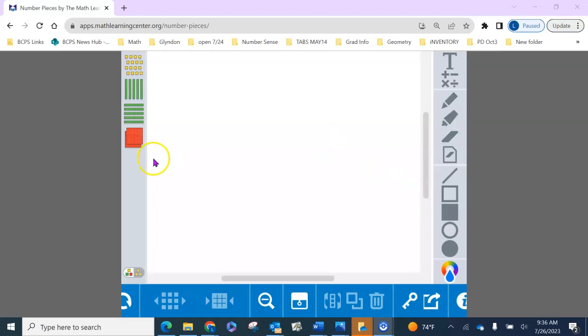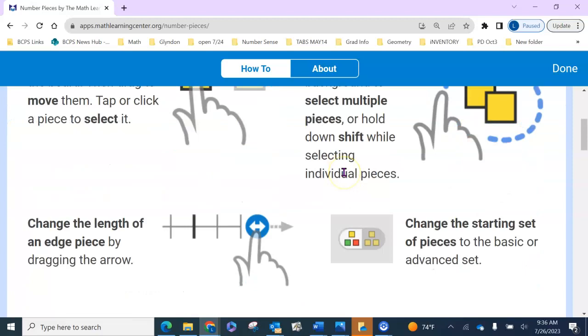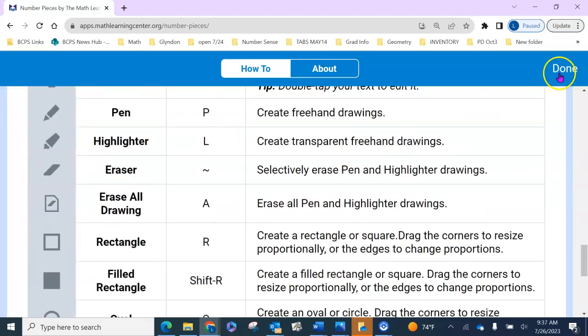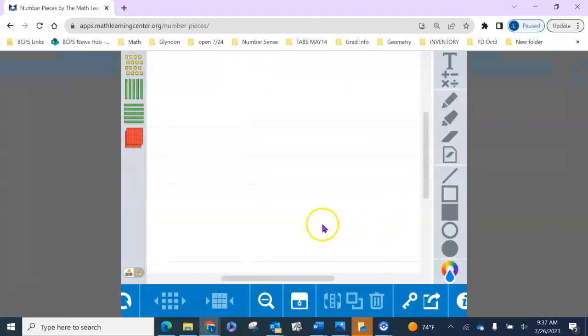So we can use the number pieces app to solve that. It does have this I button on the bottom right corner. If I click on that, it gives me lots of ideas of how to use all the different tools. There's a lot of tools there. Very helpful information. This says that each mat in the gym is 10 feet by 8 feet.